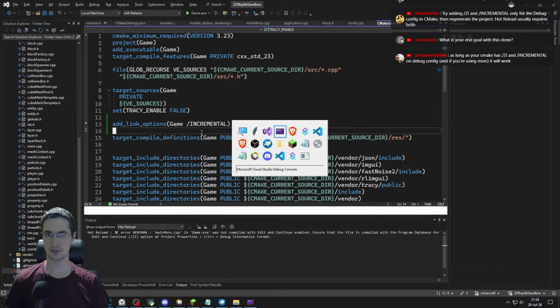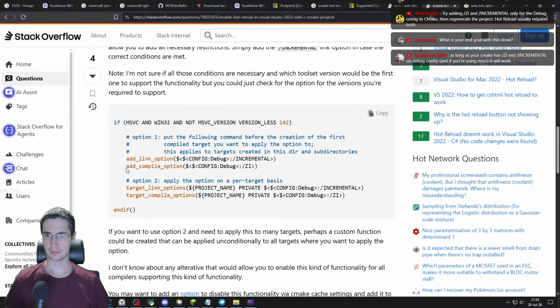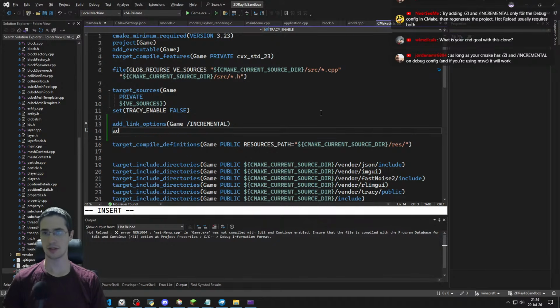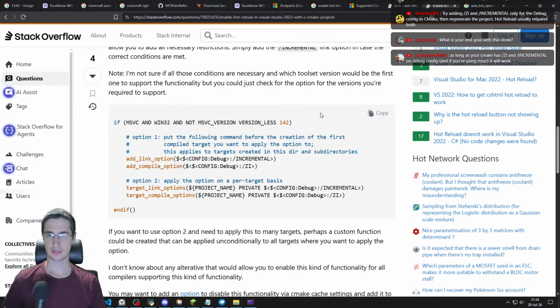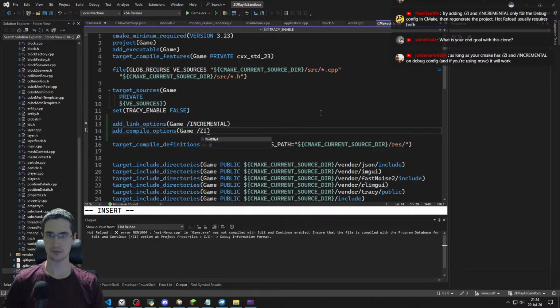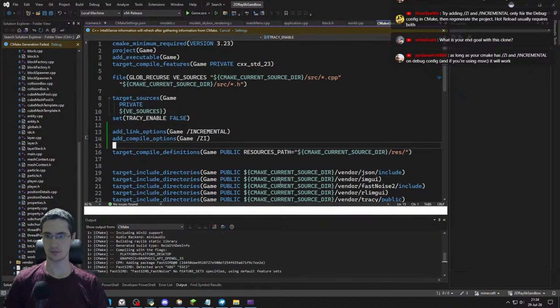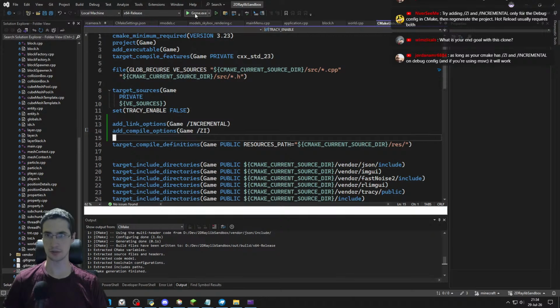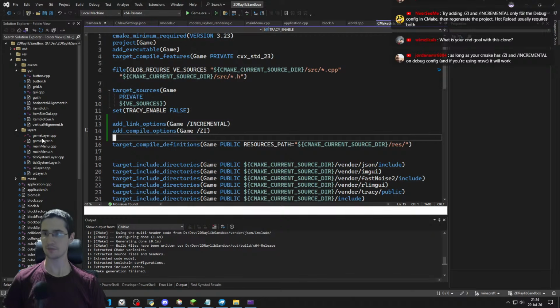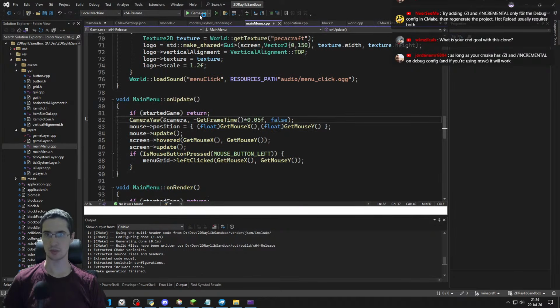CMake. Let's have compile option. Add compile option. For the game, let's add this option. Does it compile? It compiles. Let's test it. So we go in the main menu. Let's run it.